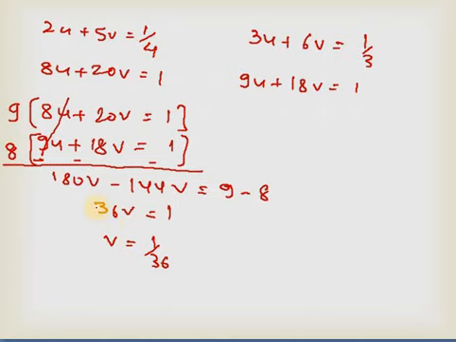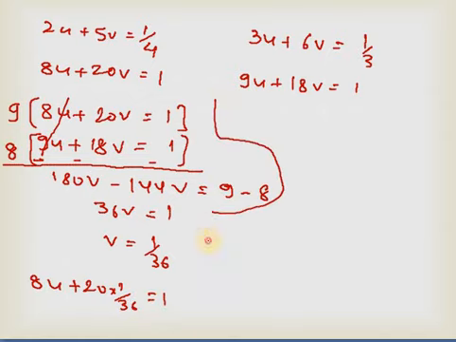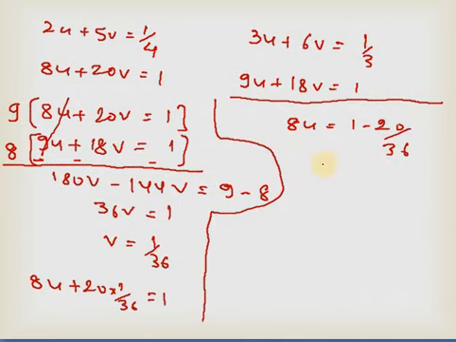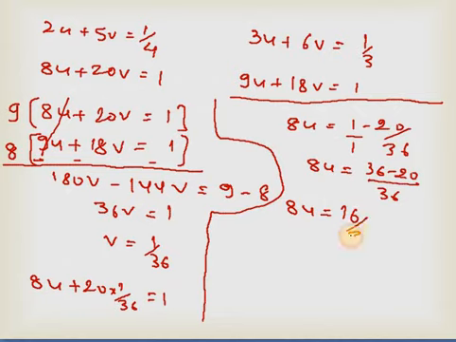Similarly, can we find u? So what we can do: 8u plus 20 into 1 upon 36 is equal to 1. So 8u is equal to 1 minus 20 upon 36, shifting this value over here. I'm going to take the LCM, so this is 36. 36 minus 20 will be 16, so 8u is equal to 16 upon 36. We can shift over here or we can directly cancel. 2 into 2 and 2, 18. So we got u is equal to 1 upon 18.